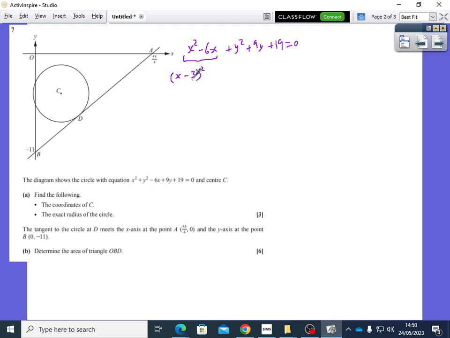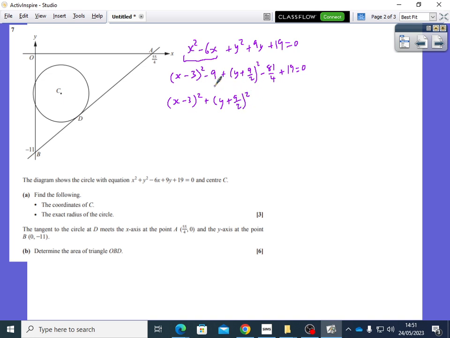If I complete the square for this part, I'm going to get x minus 3 squared. I'm going to get an extra minus 3 squared, so I need to take away that, just take away 9. Then for this part, y plus half of 9 is 4.5. If I square that, I'm going to get an extra 81 over 4, so I must take that away, and then plus 19 equals 0. What I get now is x minus 3 squared, and I'll put this together here, y plus 9 over 2 squared.